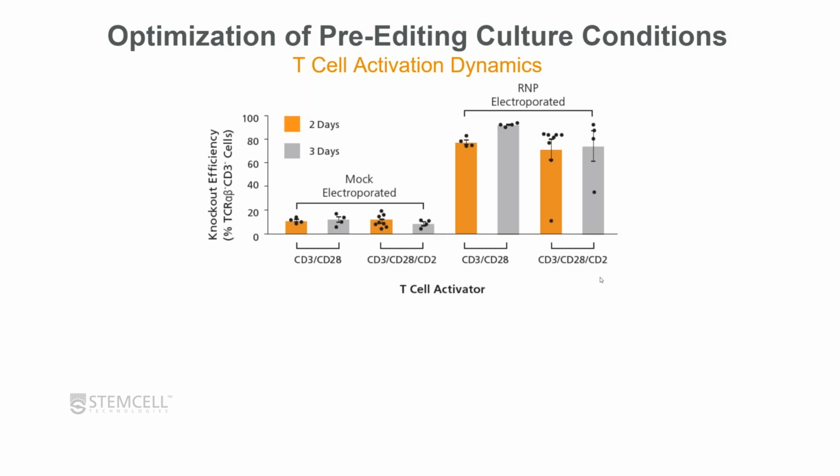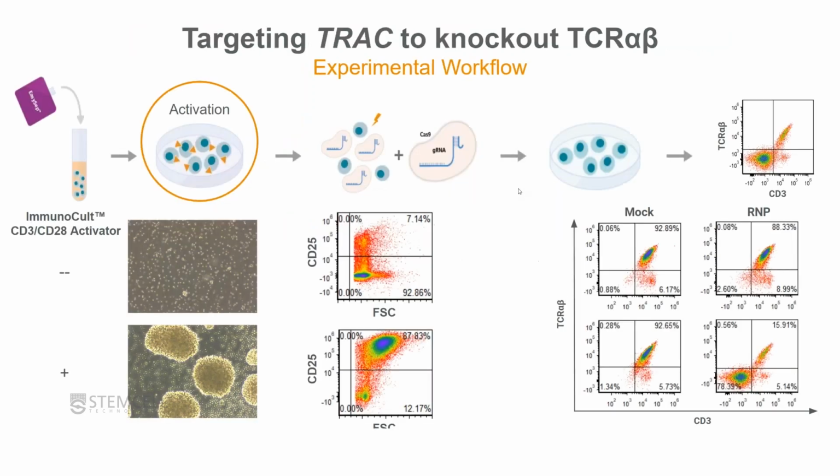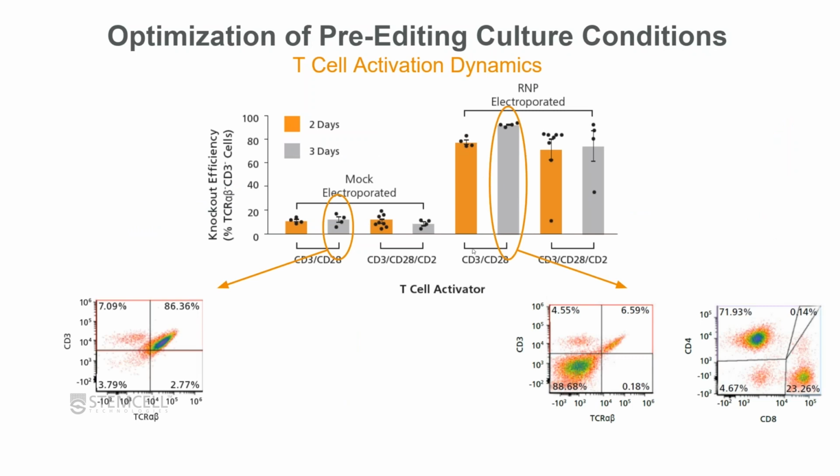Then in the cells that were electroporated with an RNP that had the CRISPR RNA2 targeting sequence, cultured for either 2 or 3 days with either activator, we saw robust knockout of TCR alpha beta and CD3. The best condition was the 3-day pre-culture activation with CD3/CD28 prior to delivery of the RNP, which yielded almost 90% knockout efficiency of TCR alpha beta and CD3 compared to the mock electroporated cells. Importantly, these cells, despite loss of TCR alpha beta, still express T cell markers such as CD4 and CD8.